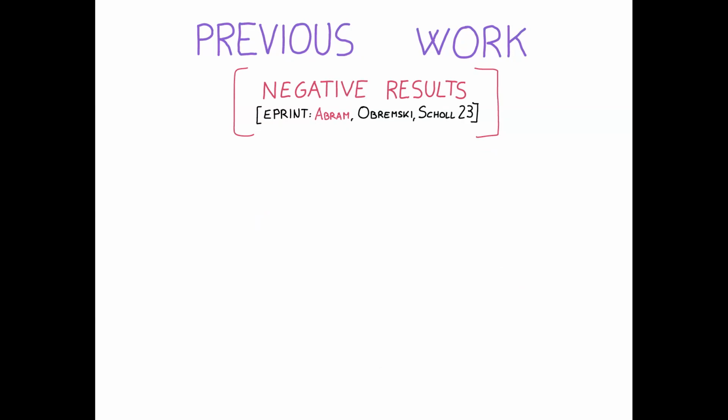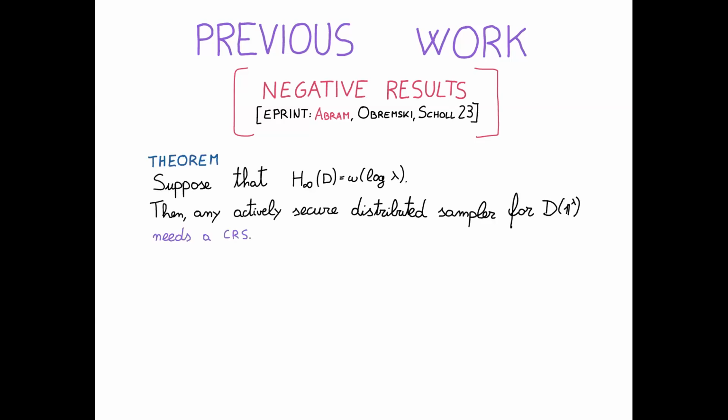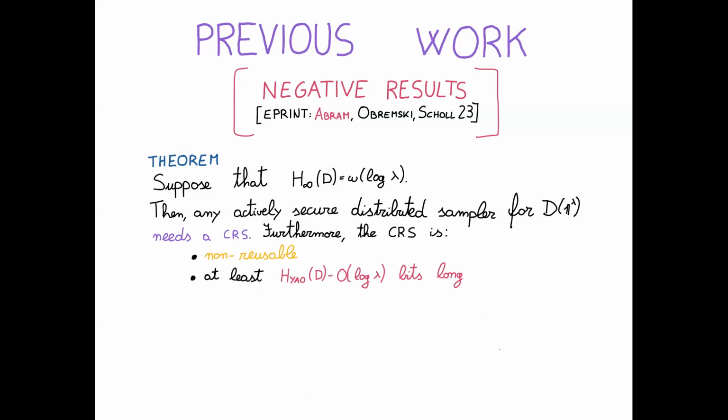It's a subsequent work that is not the paper I'm talking about today, actually. So formally, we proved the following theorem that says that actively secure distributed samplers always need a CRS. But this CRS is non-reusable, meaning if we want another sample, we need a fresh CRS. It is roughly as long as the sample we want to produce. And the CRS cannot be uniformly random unless the distribution D is obliviously sampleable.